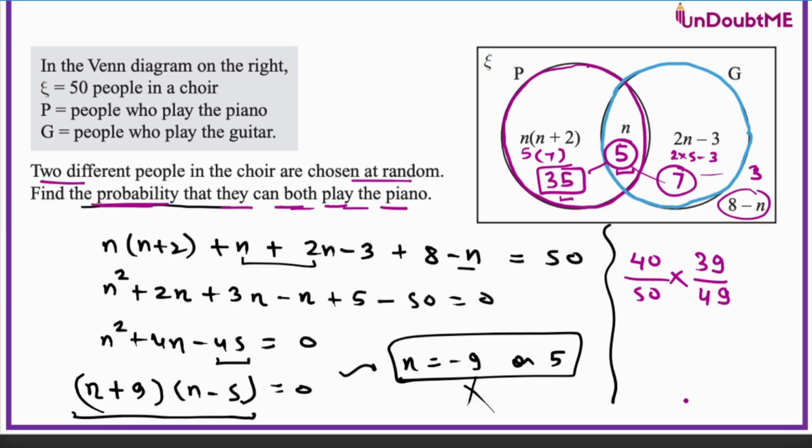If there is any simplification possible, we'll do it. Otherwise, we can write it down as 39 times 4, that will be 156, over 5 times 49, that will be 245. There cannot be any simplification possible for this, so we can write either as 156 over 245, or we can also leave it as 156 divided by 245, that is 0.64. Up to 2 decimal places, the rounded value is 0.64, and we are done with the question.